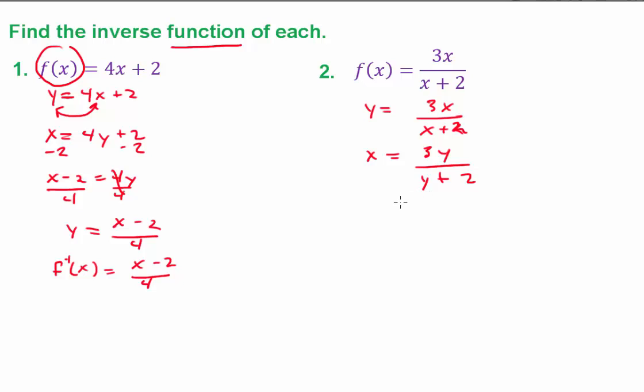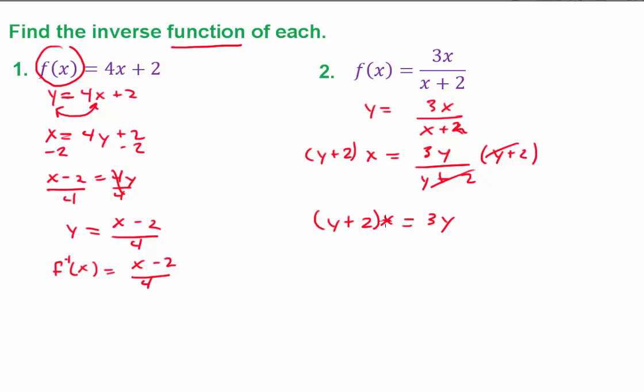Alright, now this one's a bit of a trickier problem to solve. We are actually going to multiply both sides by that denominator, y plus 2. That cancels out your denominator. Now we have y plus 2 times x is equal to 3y. Now you might be asking yourself, well, geez, what do I do? Because I have multiple y's and I'm trying to solve for those multiple y's, and I get it. It's a bit of an issue here.